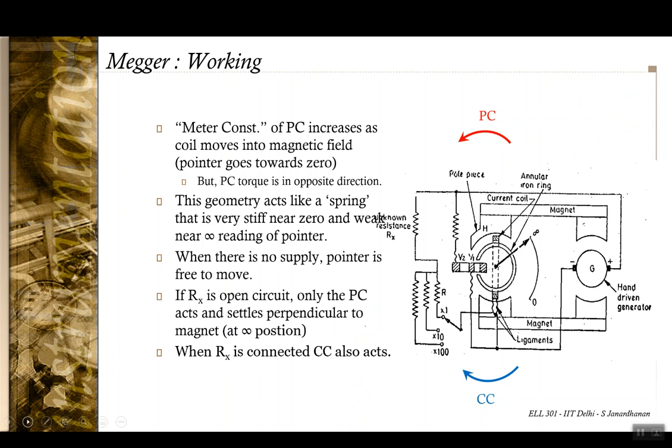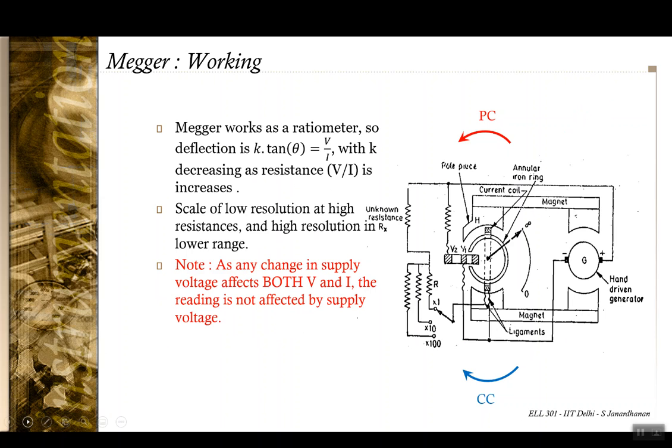Now if RX is open circuited, as I said, it will settle towards infinity. When these terminals are shorted, it will settle at zero, and when RX is connected and the current coil is also connected, both will act and an equilibrium position is reached. The meter will now work as a ratio meter, so the deflection would be proportional to V by I. However, this K value decreases as the resistance increases, because the effective meter constant of the pressure coil is decreasing.